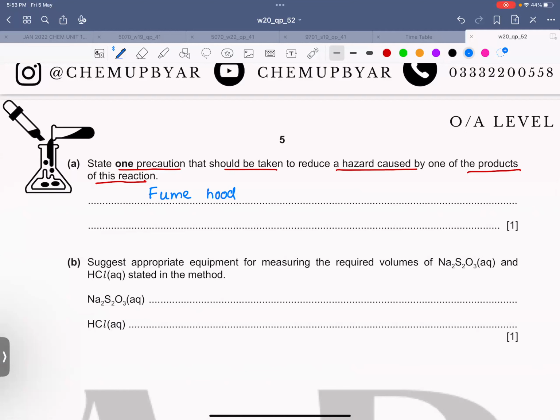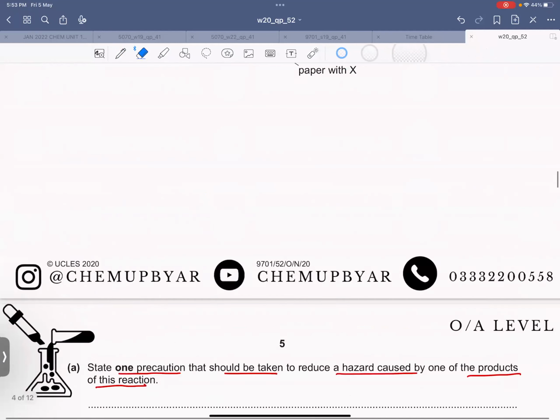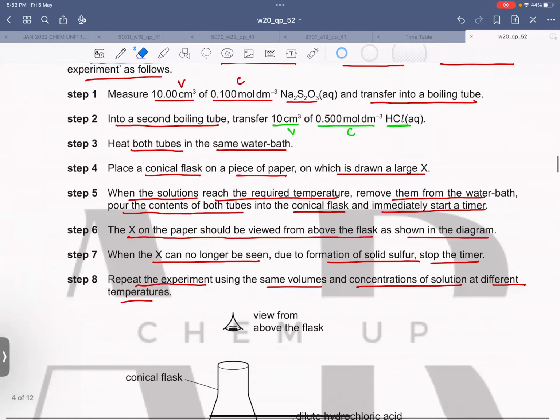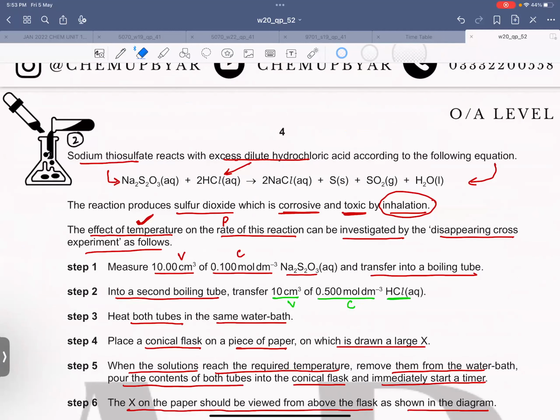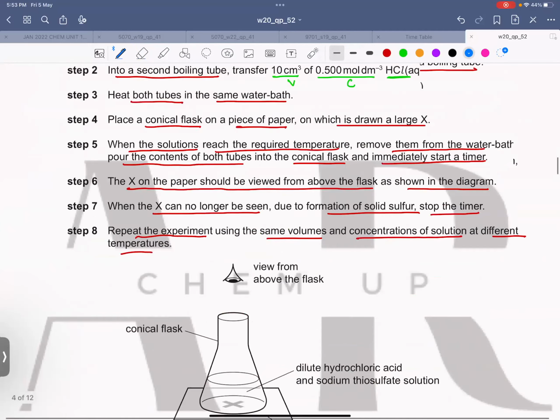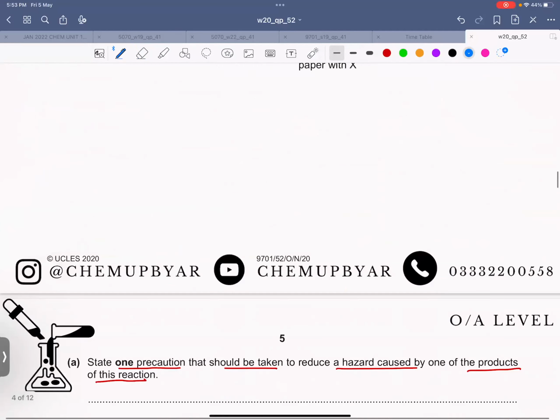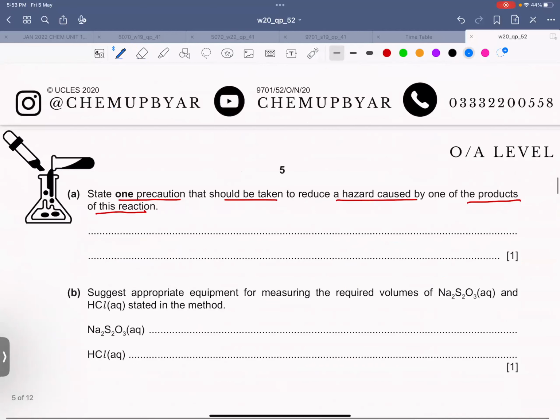Is this clear? Sir, if it is corrosive, wouldn't gloves also be necessary? See, they have said it is corrosive and toxic by inhalation. So it is corrosive and toxic only on inhaling? Yes, they didn't mention anything about skin. Okay, sir. Okay. So use a fume hood.